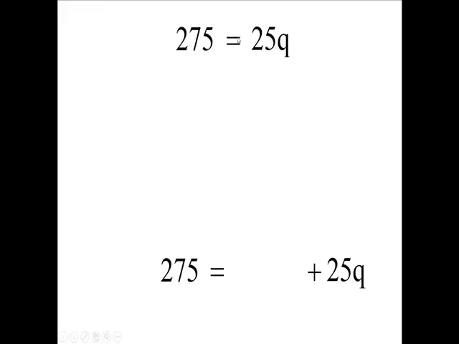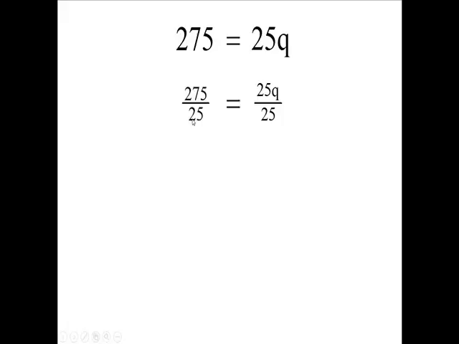Okay. And now we're going to divide both sides of this equation by the coefficient of the variable. The variable's q, the coefficient is 25. I'm going to divide this by 25 and this by 25. Okay? Both sides. So this divided by 25 and 275 divided by 25. And we're getting q equals 11. And I like to write the q first, so I'll just reverse the order of this. Q is 11.